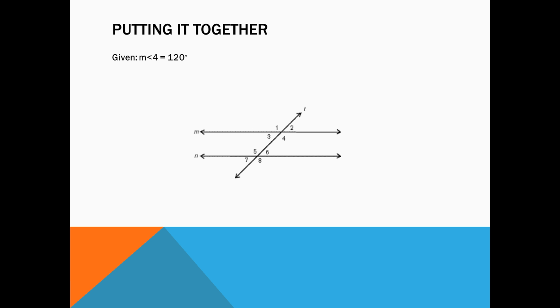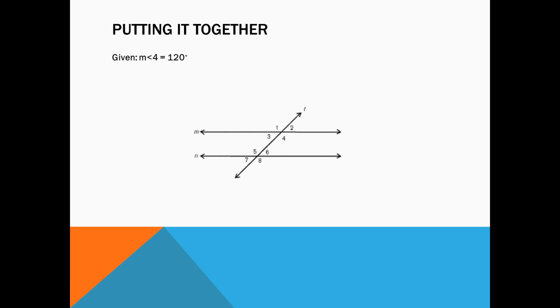Now we're going to put it together. So we want to find both the same side exterior angles and the same side interior angles here. If the measure of angle 4 is equal to 120, let's just go ahead and start by finding the same side interior angles. So we have 120 here, and the measure of angle 6 must add to equal 180. So 120 plus 60 is equal to 180. So the measure of angle 6 must be 60 degrees.